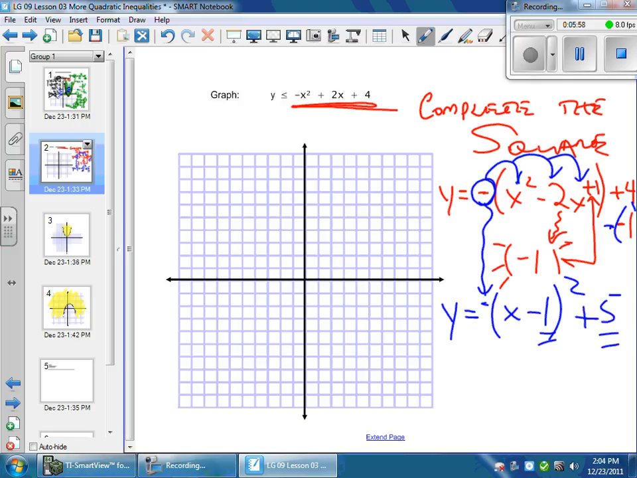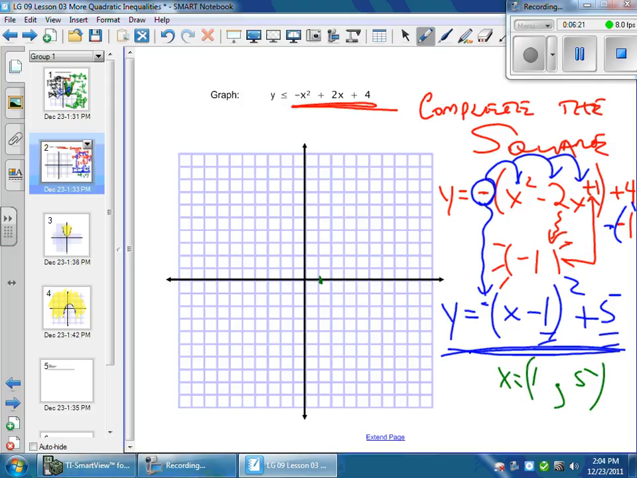Now, if you can't remember how to do that, I really encourage you to go back to the podcasts in chapters 3 and 4 and remember how to complete the square. That is absolutely vital. Okay, so let's hurry up here and let's see what we got. We have x equals minus 1, so, of course, x equals 1, and 5. There's our beautiful little vertex.